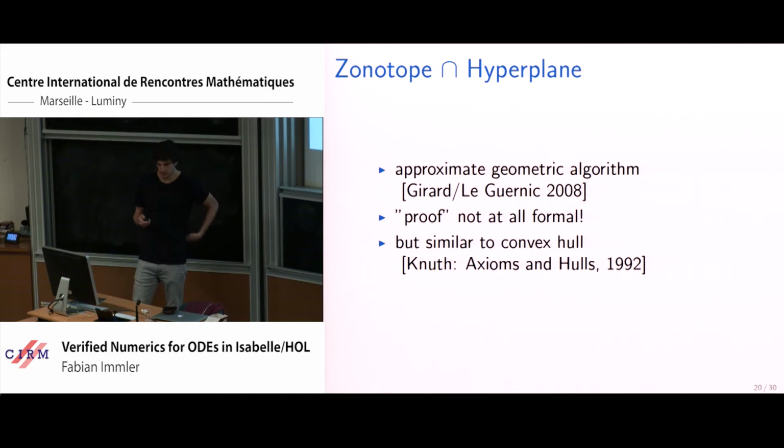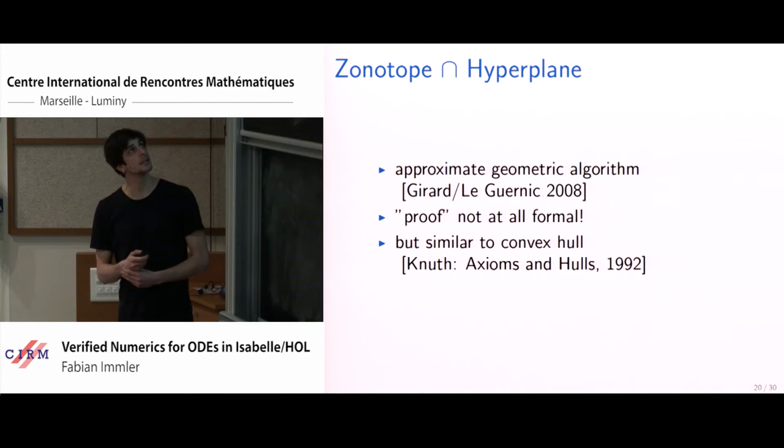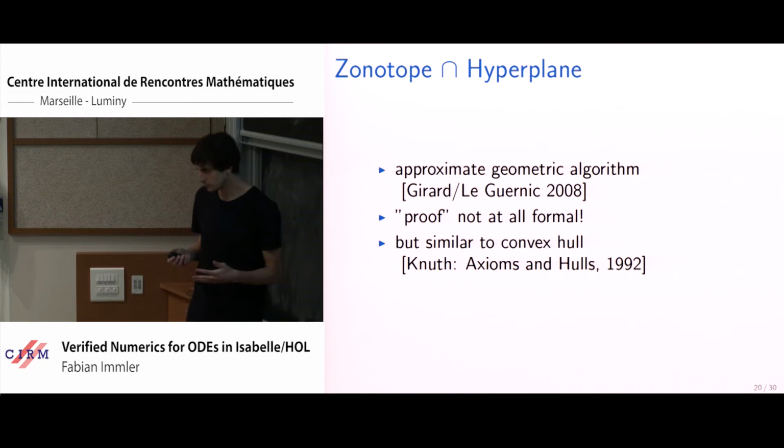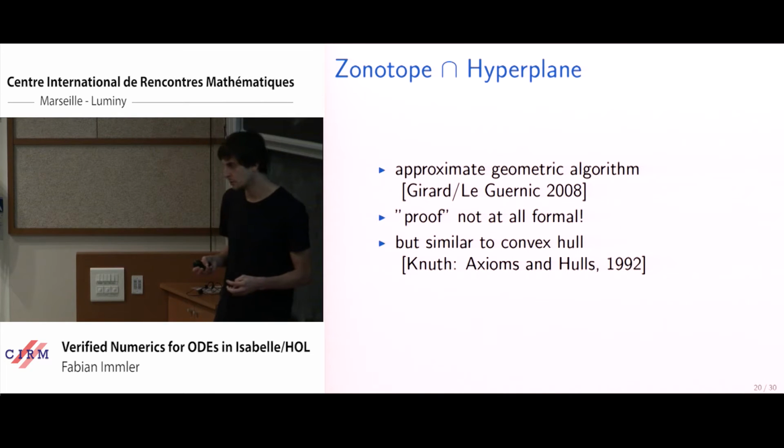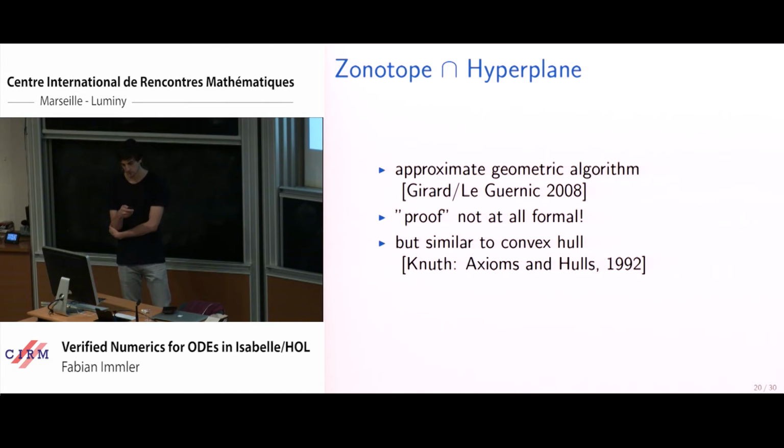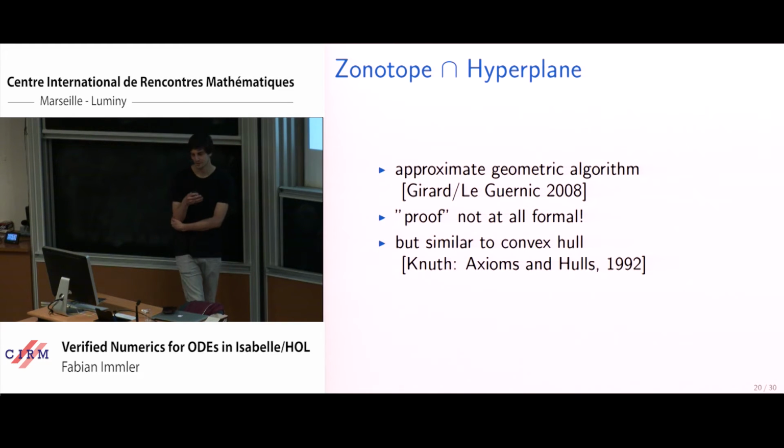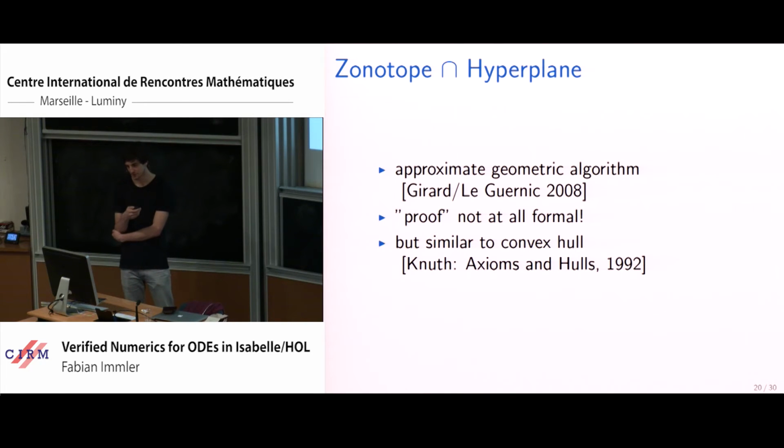Computing the intersection of a zonotope with a hyperplane is a relatively hard problem, and therefore Girard and Le Guernic invented an approximate version, which computes an approximate intersection of a zonotope with a hyperplane. In their paper, the proof that this algorithm is correct is not at all formal. There's probably not even really a proof. If you look at the geometric problem, it's obvious that the algorithm is correct, but proving it formally is a different story.